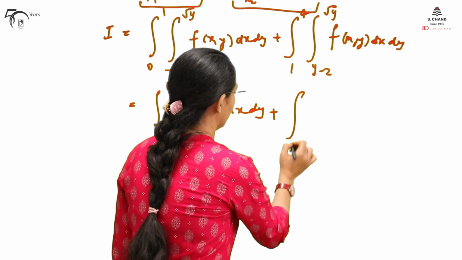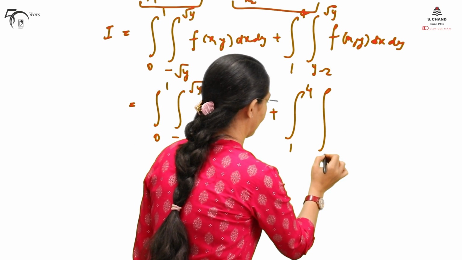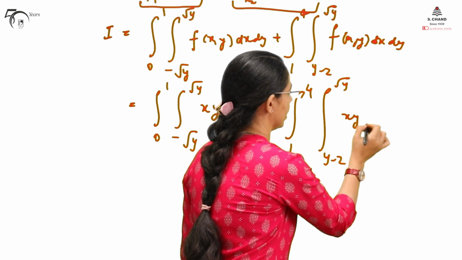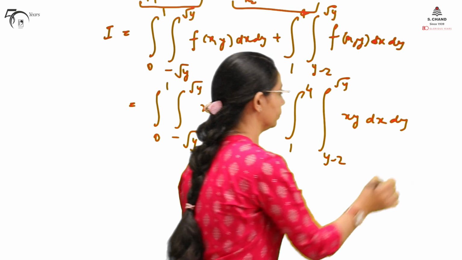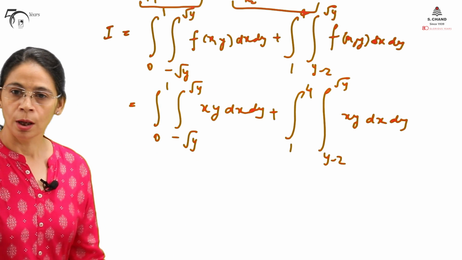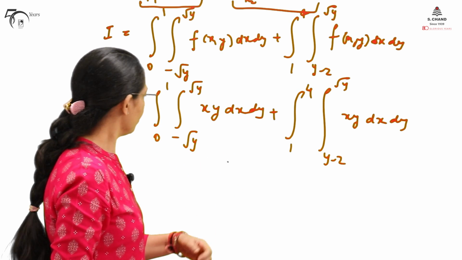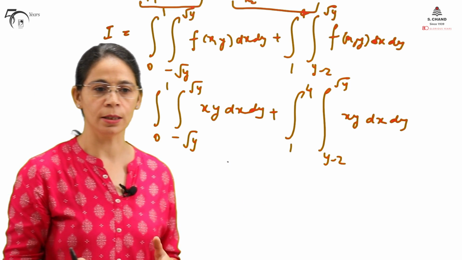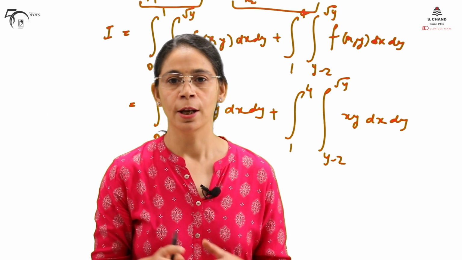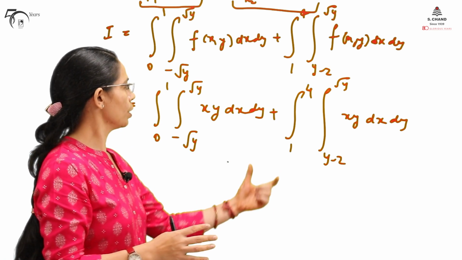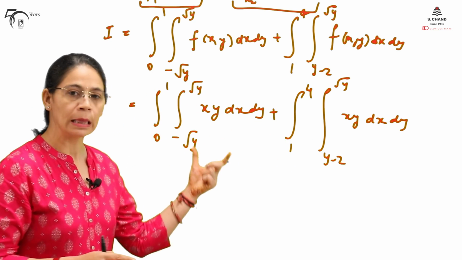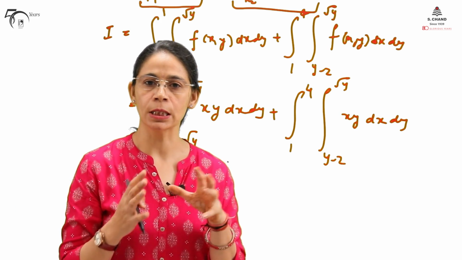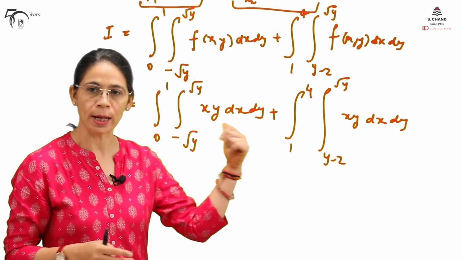And then here it is y from 1 to 4, x from y minus 2 to root y, of xy dx dy. So that's how you can see it, but the disadvantage is that now instead of one integral we need to solve two integrals. Suppose the same question had been given in this way, then by changing the order of integration we would have converted these two integrals into one integral.